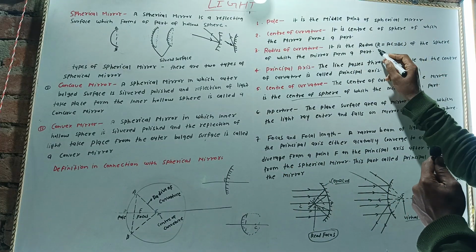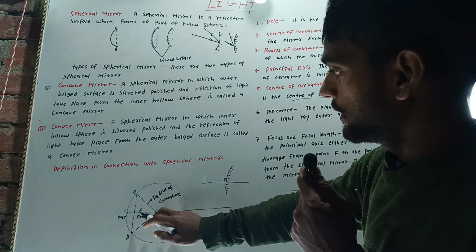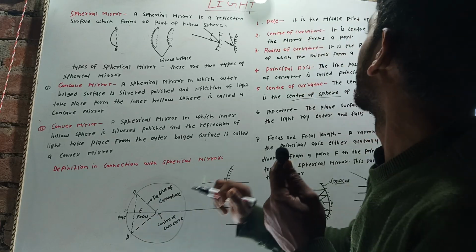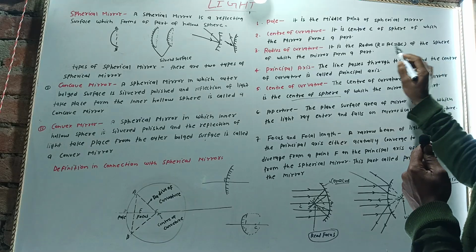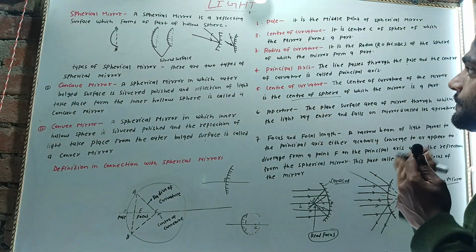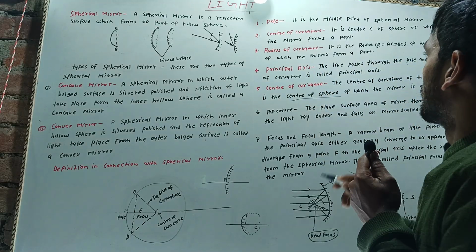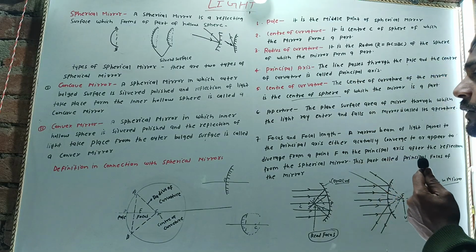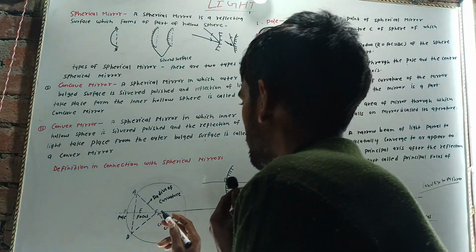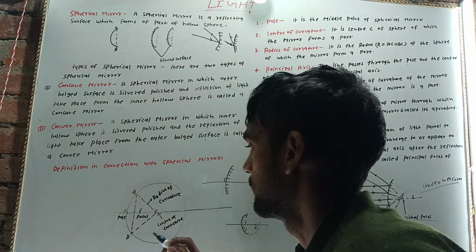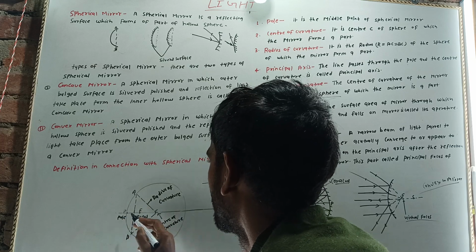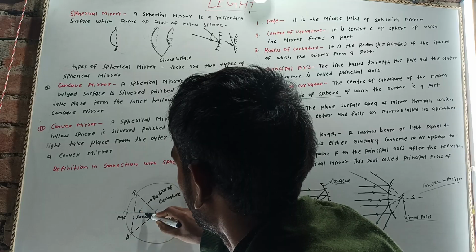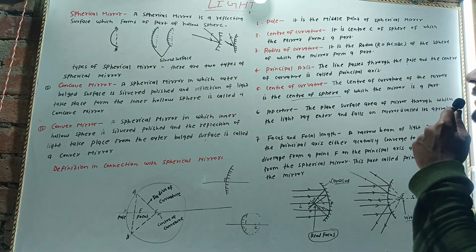Radius of curvature: in this case the radii AC and BC are equal to the radius of the sphere of which the mirror forms a part. Principal axis: the line that passes through the pole and the center of curvature is called the principal axis.